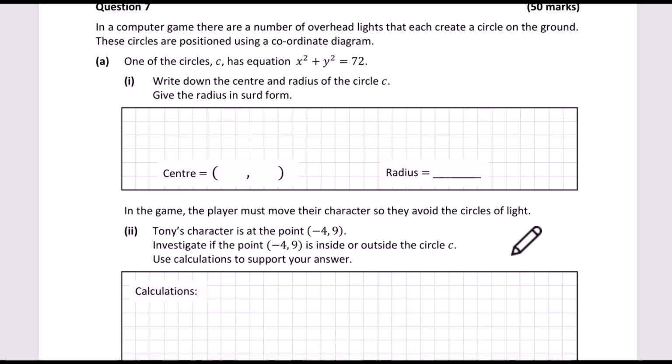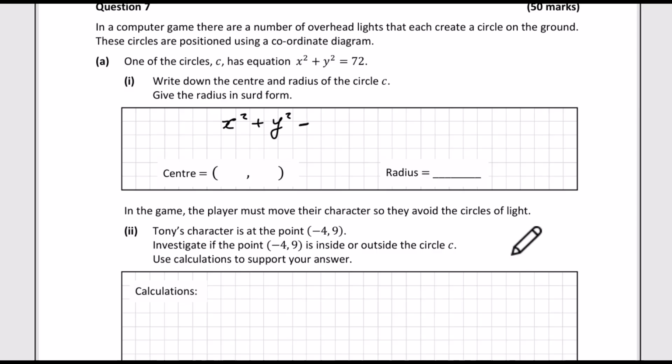So when you see an equation like this, x squared plus y squared is equal to r squared, it's in this format here. That means the center is 0, 0. The radius then is just going to be the square root of 72. Now the square root of 72 is just 6 root 2. If you type that into your calculator, press equals, you'll get 6 root 2.